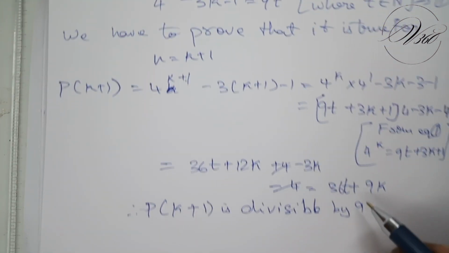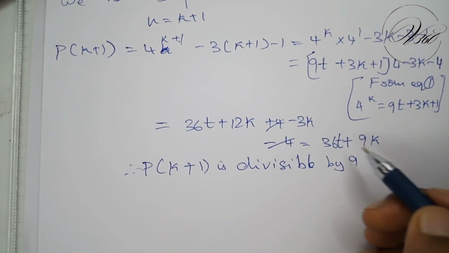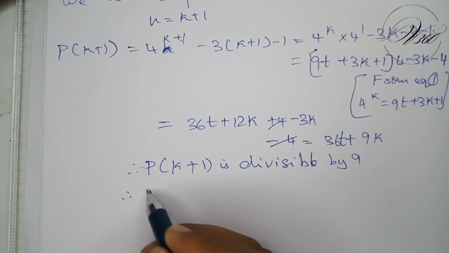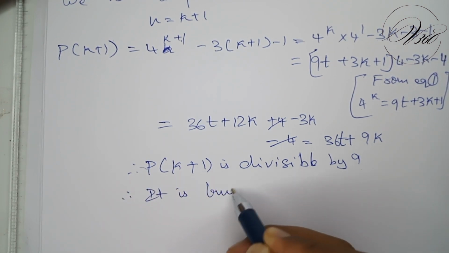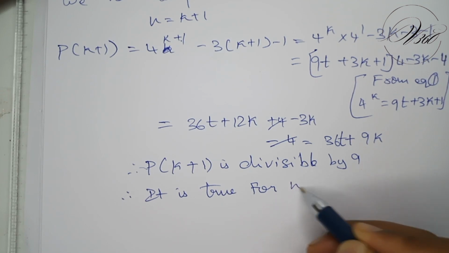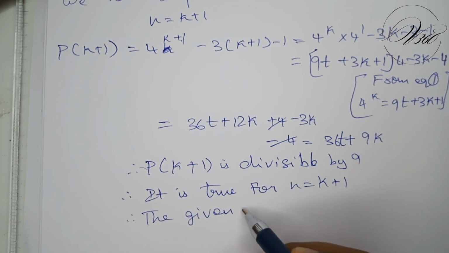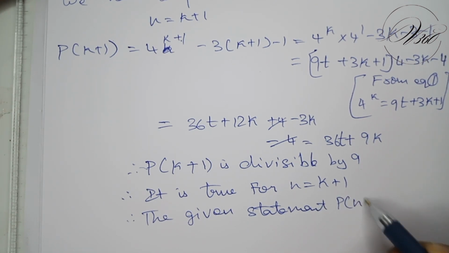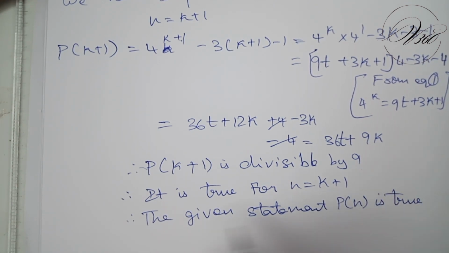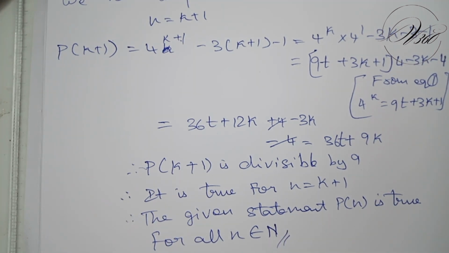And therefore it is true for n equals k plus 1, and therefore the given statement P of n is true for all n belongs to N, that is natural numbers. Now we have completed the 11th question.